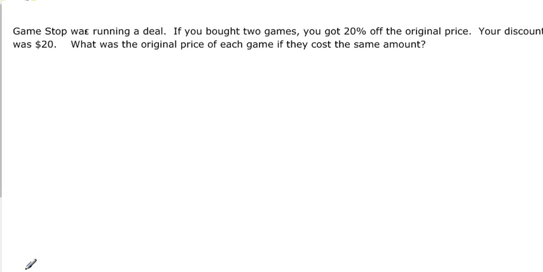GameStop was running a deal. If you bought 2 games, you got 20% off the original price. Your discount was $20. What was the original price of each game if they cost the same amount? So let's go back and reread. So here's my percentages. So they've given me that information. They tell me what my discount is. My discount is always my part. So in this case, I'm missing the whole amount. So if I set it up, I can set it up as 20% of a certain number equals $20.